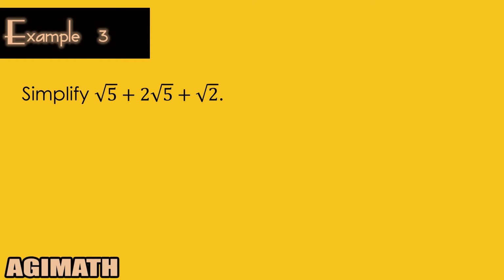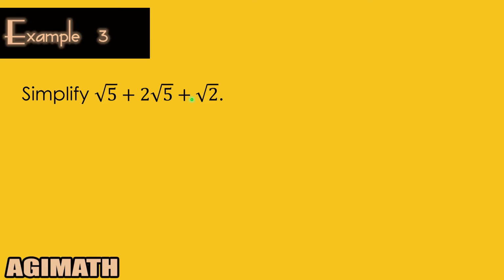Third example. Simplify square root of 5 plus 2 square root of 5 plus square root of 2. Analyze the problem. Square root of 5, 2 square root of 5. So they are similar radicals. But how about square root of 2? So in this problem, the first two radical expressions are like radicals or similar radicals, while the third one is unlike.